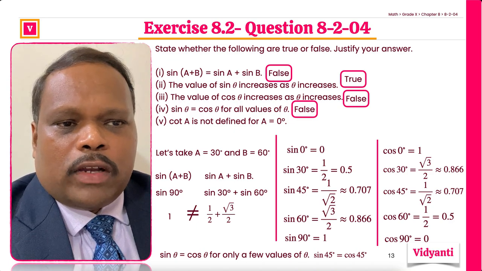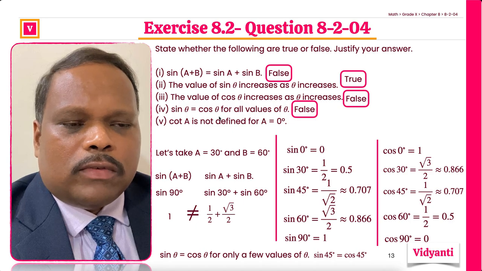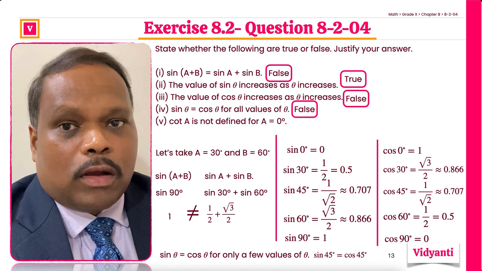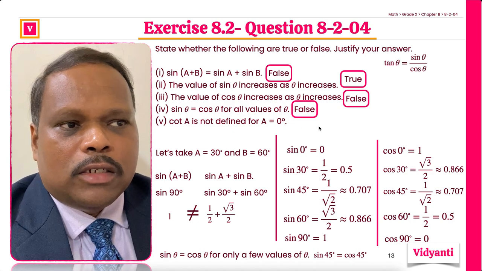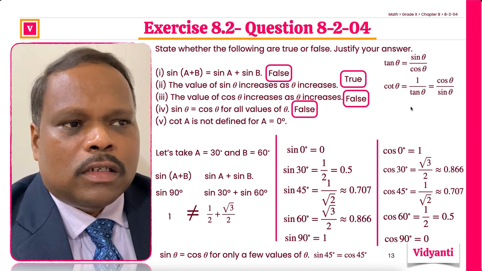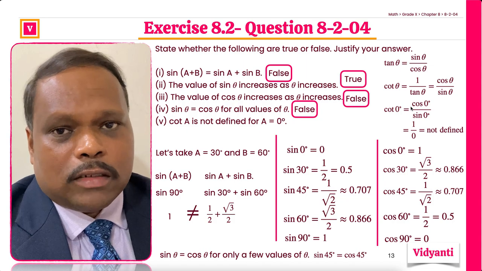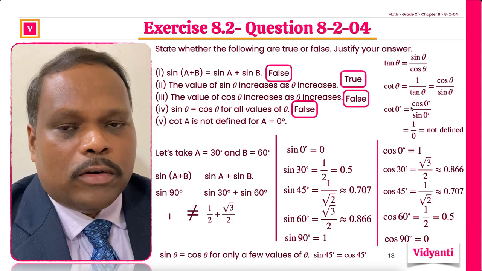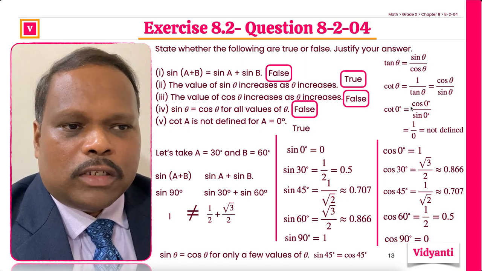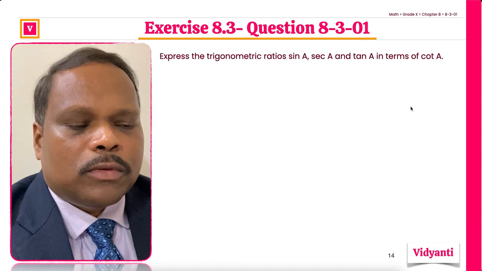Cot A is not defined for A equal to 0 degrees. Well, cot is the reciprocal of tan. Tan 0 is 0. So cot A is 1 over 0. That's not defined. Division by 0 is not allowed. It's undefined. So this is true. Let's go to the next question.